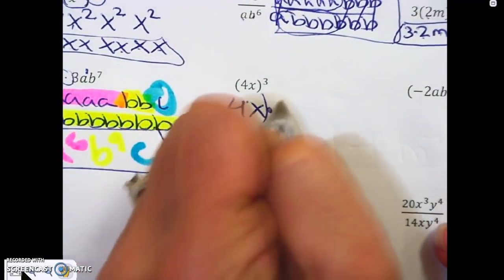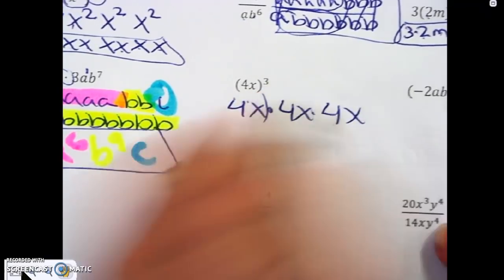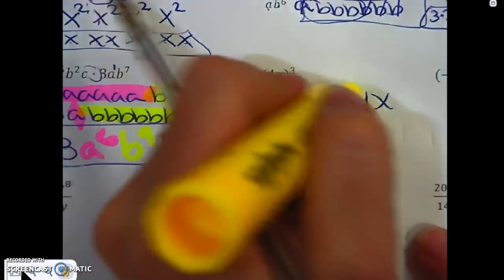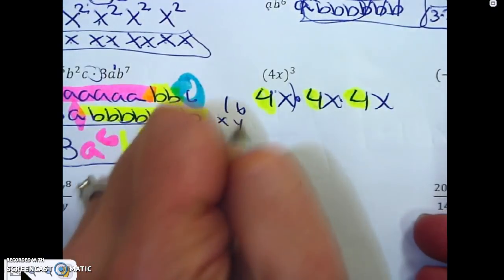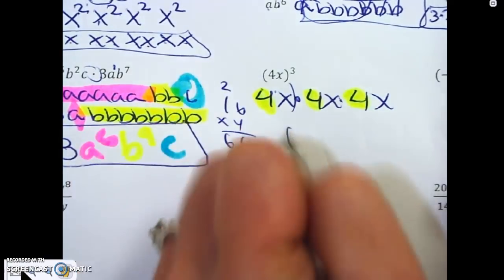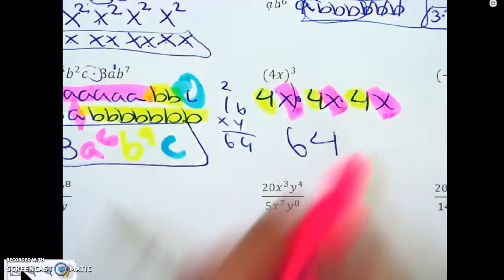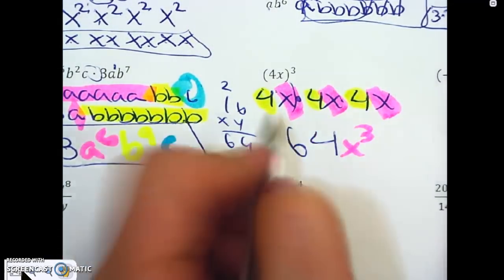Let's go to the next one. This means write it 3 times. 1, 2, 3. 4 times 4, 16. Times 4, 64. Then x, x, x, x cubed. Simplify.